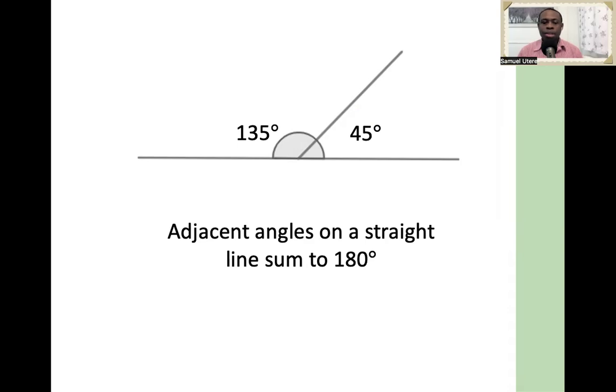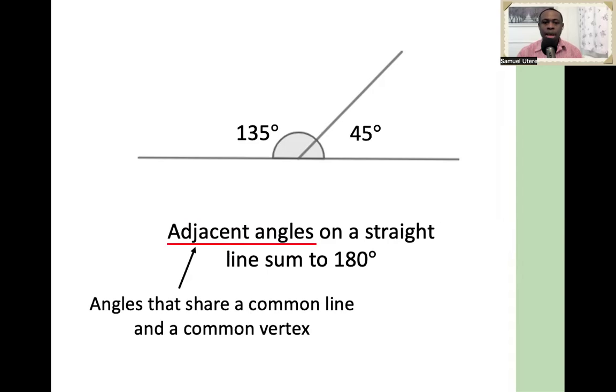But what about the concept of adjacent angles? Well, here is another fact you have to learn. Adjacent angles on a straight line sum to 180 degrees. But what are adjacent angles? Adjacent angles are angles that share a common line and a common vertex. The common line is the green line you can see, and the common vertex is the point where the angles meet.